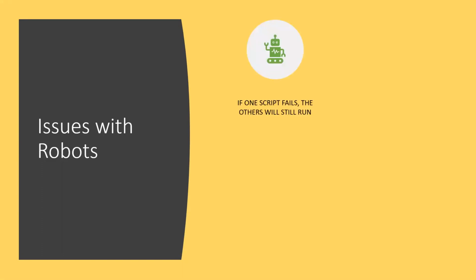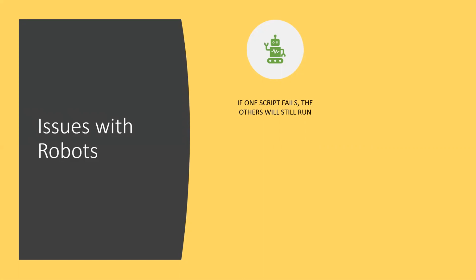Firstly, if one script fails, the others will still run. Now, that may or may not be an issue, to be honest. Let's suppose we have 2 sets of scripts. One set does various tests on our payroll data. The other set does tests on our fixed assets data. If for some reason the payroll scripts fail, the fixed assets scripts will still run. And that's actually a good thing, because why would you want your fixed asset scripts not to run because the payroll scripts failed? They have nothing to do with one another.